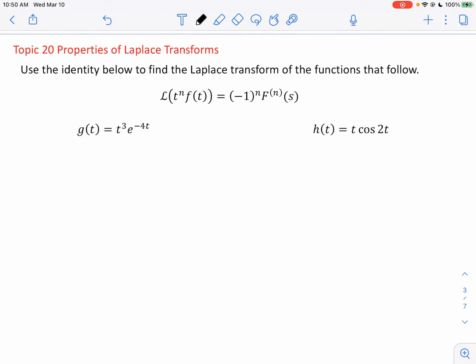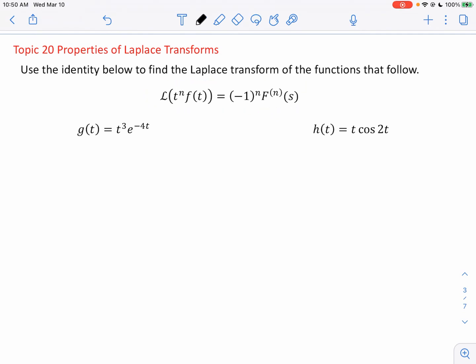Now use the identity below to find the Laplace transform of the functions that follow. So now we're being given a formula for what happens if you have some sort of function being multiplied by a polynomial term, a power function of t to the n times a function. Now, I'm not going to prove this formula or spend time discussing why this formula works. I just want to demonstrate how it works and how to apply it.